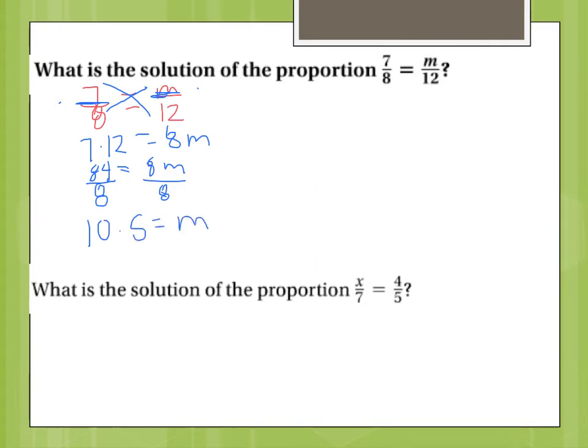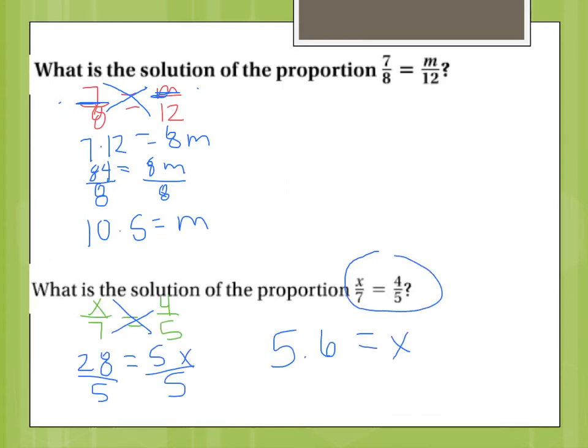So right now you should pause the video and try to do this proportion by yourself. You should have gotten 5.6 is equal to x. So you cross multiply, you get 28 is equal to 5x, and then divide by 5, and you get 5.6.